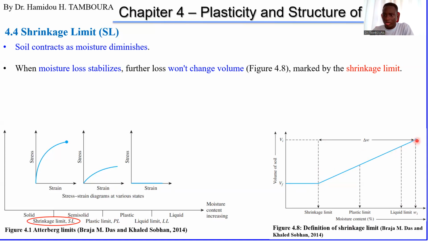you have reached the shrinkage limit. From here to here, the volume of the soil decreases, like the soil is shrinking. It was this size and it shrinks until the final volume is reached. No matter the amount of water the soil is losing, its volume doesn't change. That's the shrinkage limit. This is the definition, actually, of shrinkage limit.